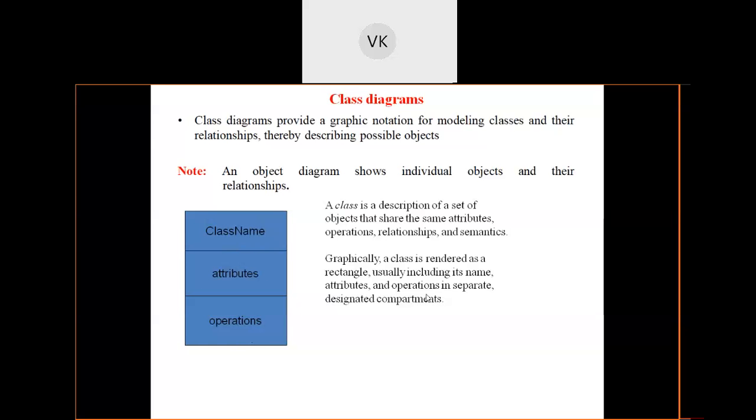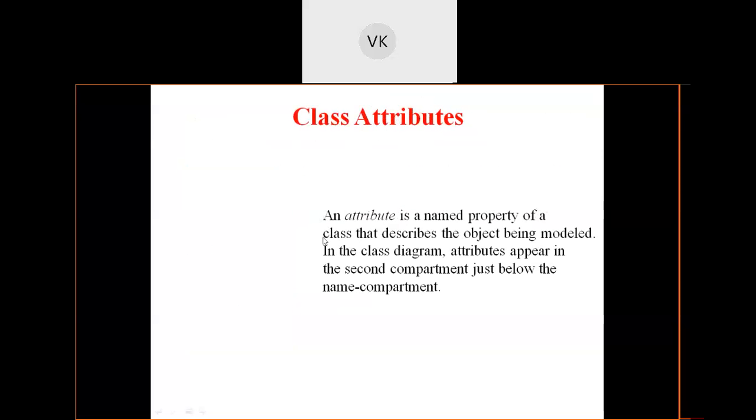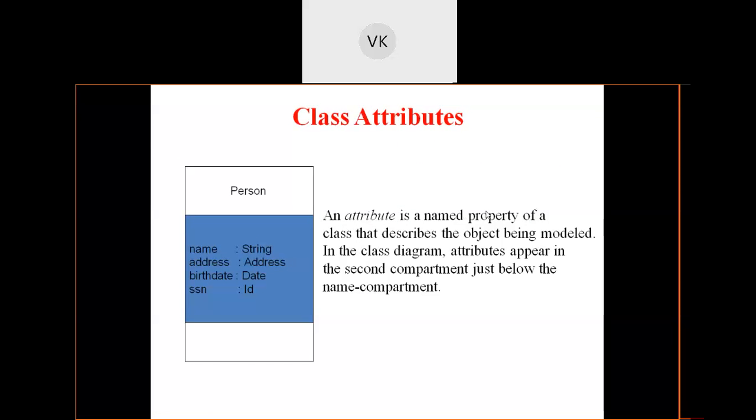We have already gone through these things. Here we have the class name, where we name the class. An attribute is a named property of a class that describes the object being modeled. In the class diagram, attributes appear in the second compartment, just below the name compartment. In that compartment we have the attributes related to the respective class.